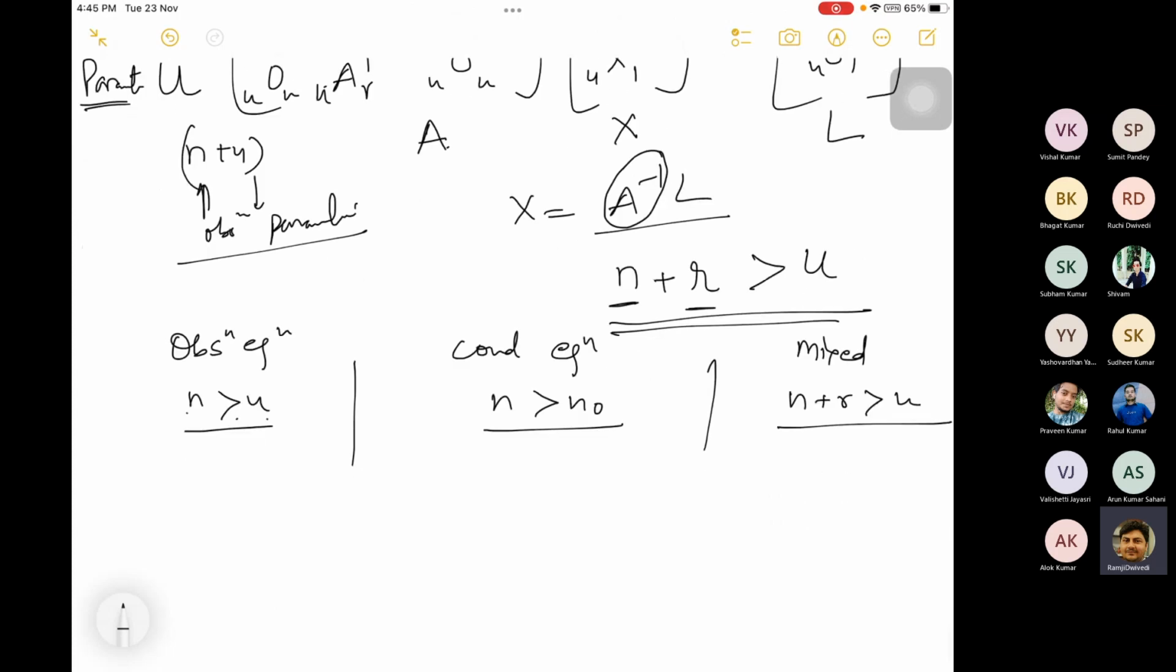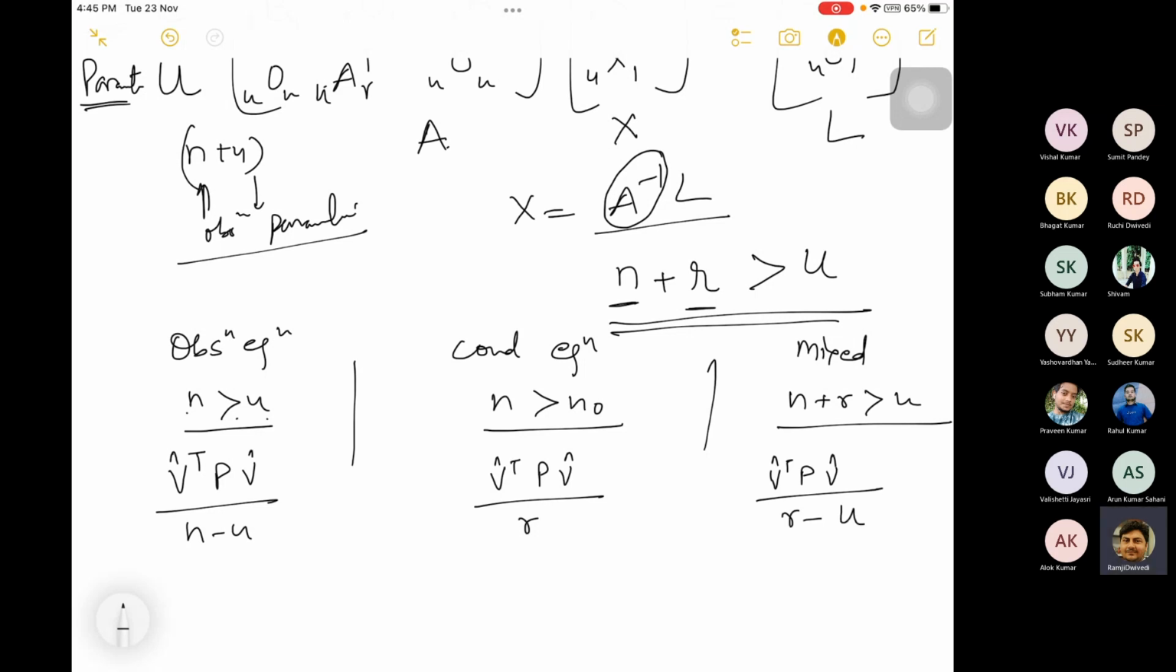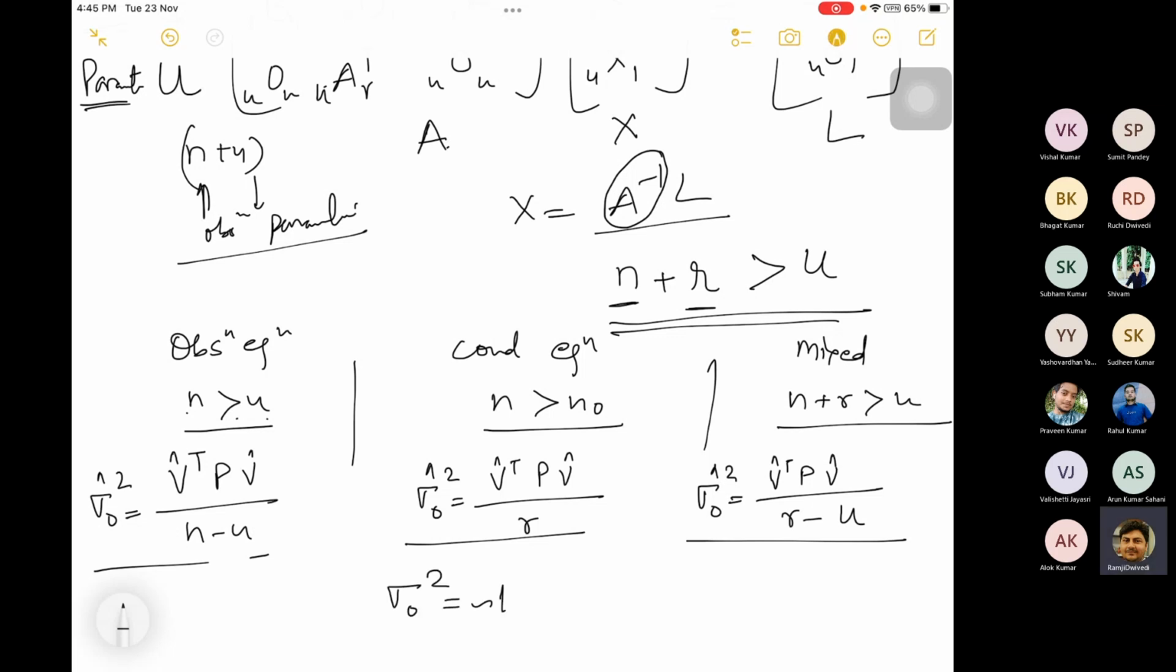Similarly, in the case of the observation equation method, you have V transpose P V upon N minus U. Here you have V transpose P V upon R. And here you have V transpose P V upon R minus U. These are the a posteriori variances which are required to justify that you have chosen the reference variance as one, or nearly one.